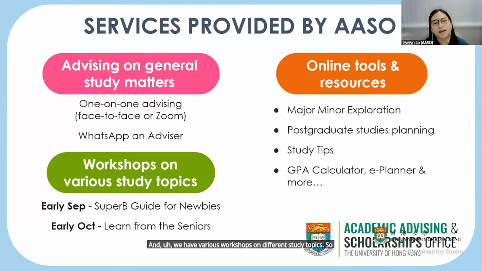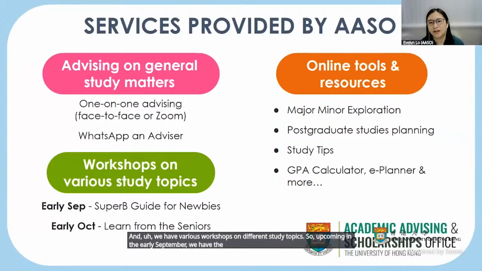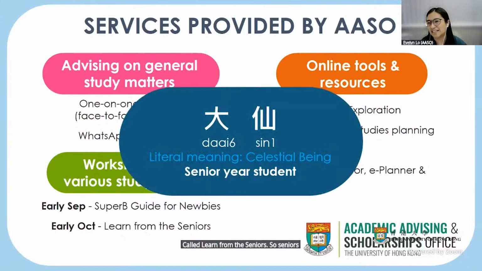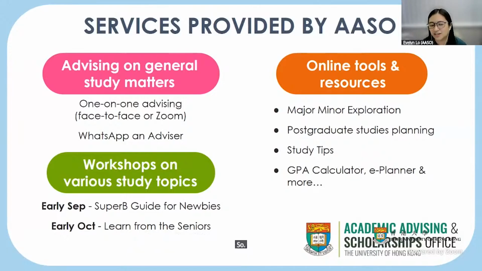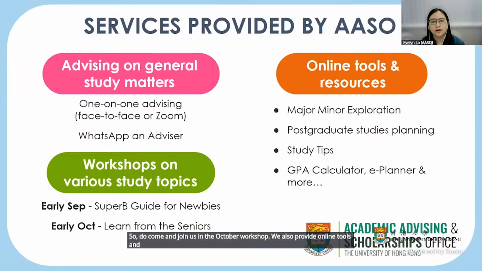So upcoming in early September, we have the Superb Guide for Newbies, which has similar content to this one, so you don't have to come. But in early October, we will have a workshop called Learn from the Seniors. So seniors, we call them 大仙, right? Senior, pretty easy to relate, right? So 大仙 is a senior year student. They will come to share their experience in studies. So do come and join us in the October workshop. We also provide online tools and resources about major minor exploration, postgraduate studies, study tips. We have the GPA calculator, the upcoming e-planner, and so on and so forth.